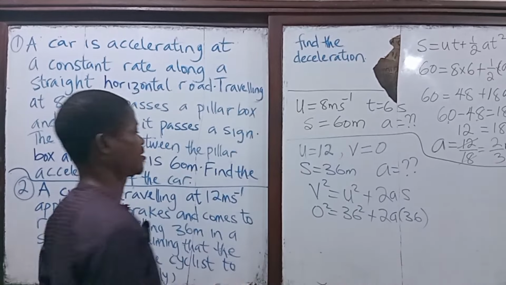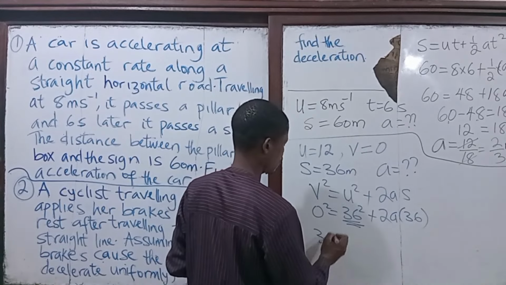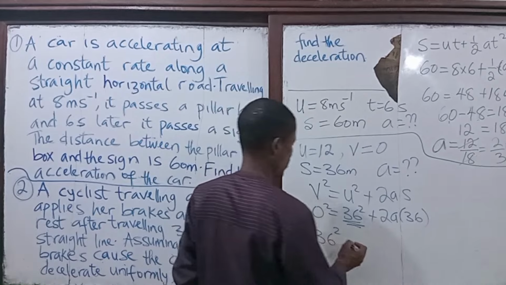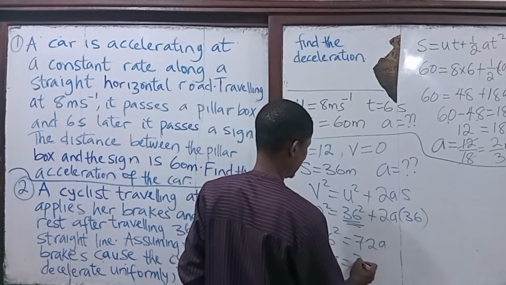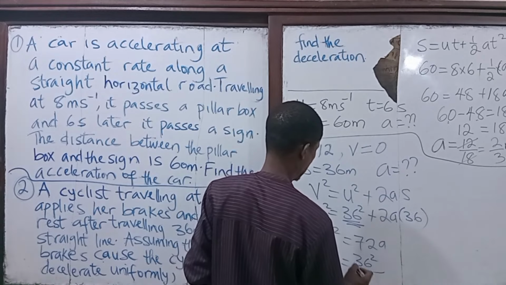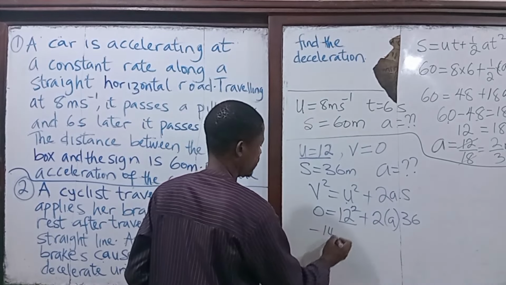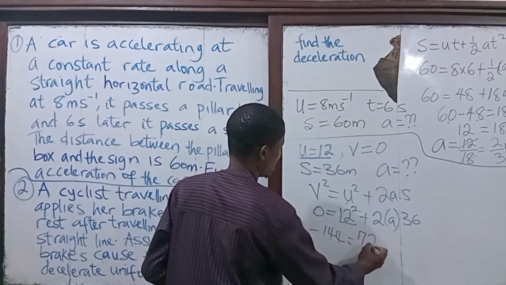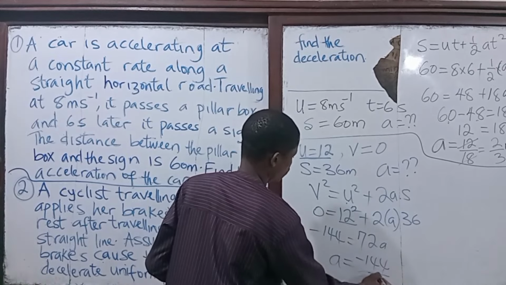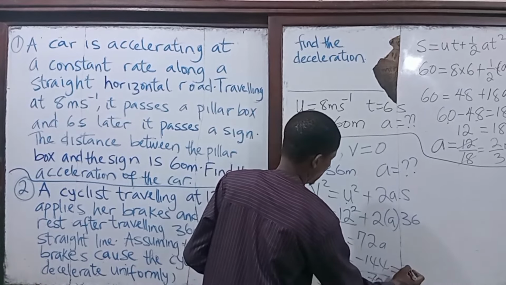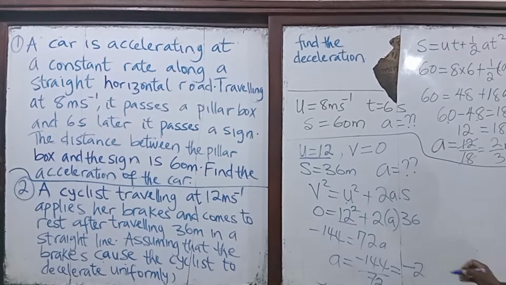Okay, then you can move this one to the other side. That will be 36 square, that's minus that, equal to 72A. So A is equal to minus 36 square over 72. That's minus 144 equal to 72A. Make your A the subject. That's minus 144 over 72. And that's equal to minus 2. Okay. Unit is very important. So acceleration is what?